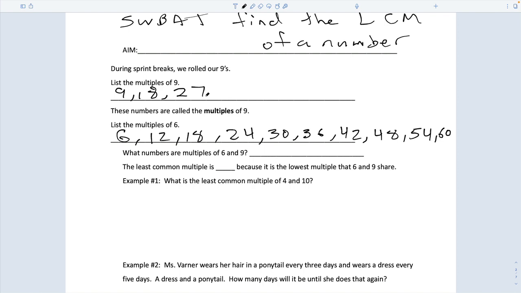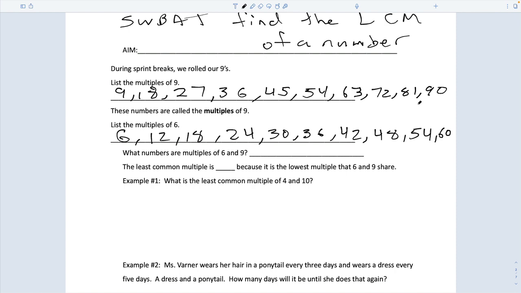So 9 times 4 would be... Judah? 36. Good. 9 times 5 would be Sean. 45. 9 times 6 would be Judah. 54. 9 times 7, Henry. 9 times 7 would be 63. 9 times 8, Jenica. 72. Okay. 9 times 9, Judah. 81. 9 times 10 is 90.